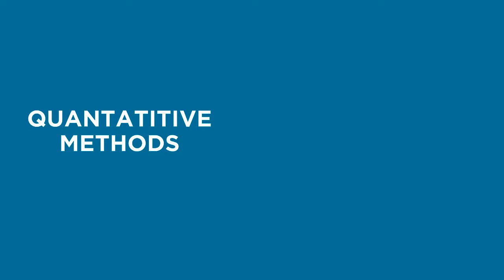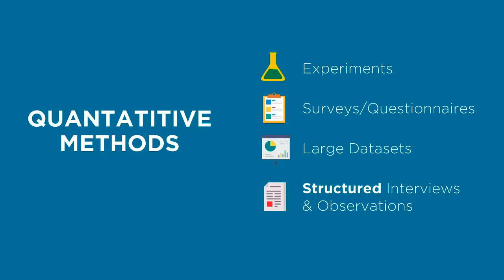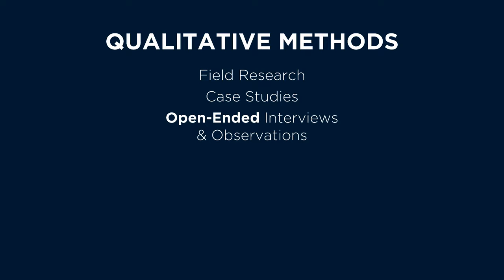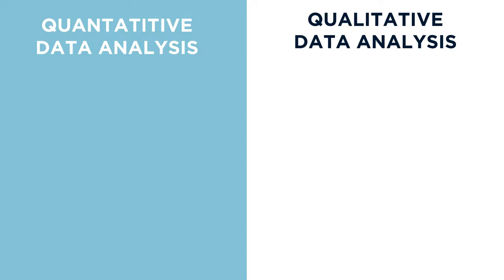A quantitative study might use experiments, surveys, or questionnaires, analysis of large data sets like U.S. Census data, or structured interviews and observations, where questions and observation criteria are exactly the same for each participant. Data in a quantitative study is numerical in the first place, or is quantifiable. The qualitative study might use field research, case studies, or more open-ended interviews and observations, where there is more room for flexibility and follow-up. The data in a qualitative study might be interview or focus group transcripts, observation notes, or journal entries.